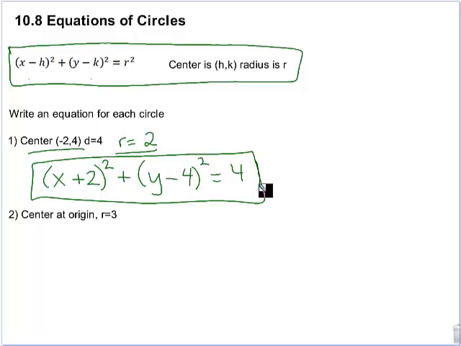Yes. In Algebra 2, you'll have to. Okay?